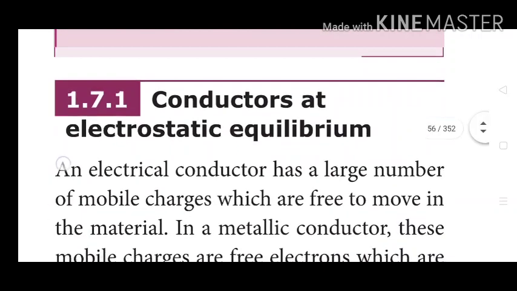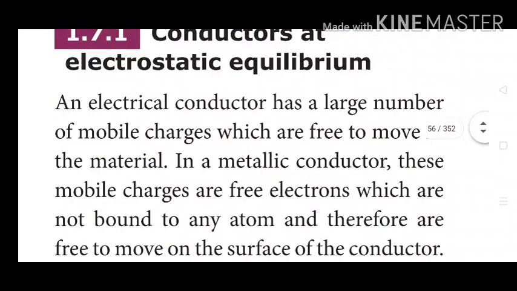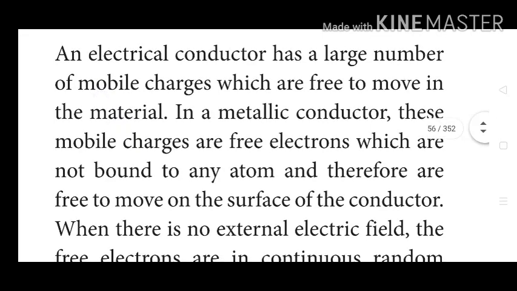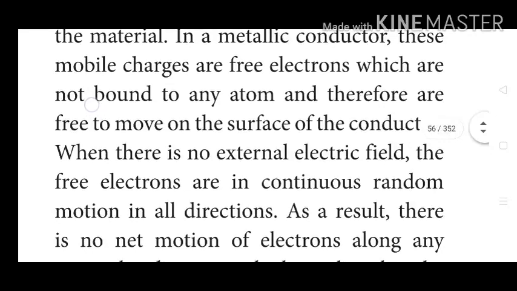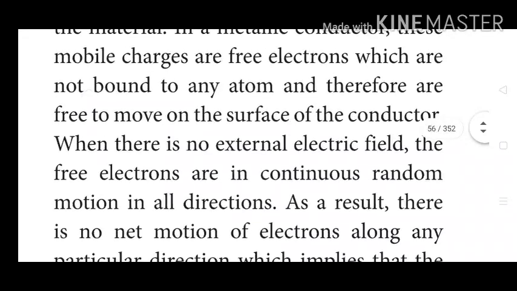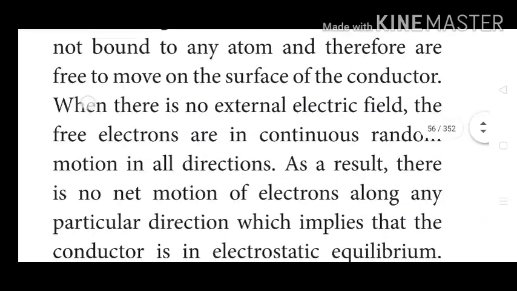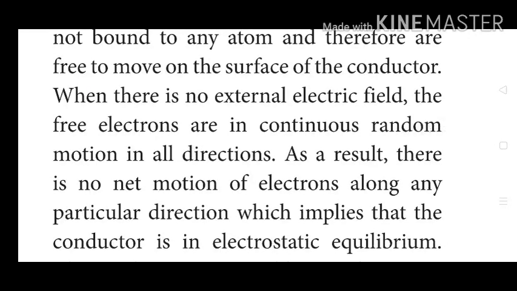Next topic is electrostatics of conductors and dielectrics, in which 1.7.1 is conductors at electrostatic equilibrium. An electrical conductor has a large number of mobile charges which are free to move in the material. In a metallic conductor, these mobile charges are free electrons which are not bound to any atom and therefore are free to move on the surface of the conductor.